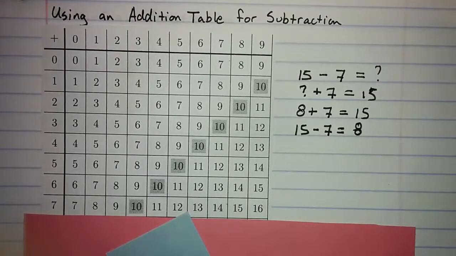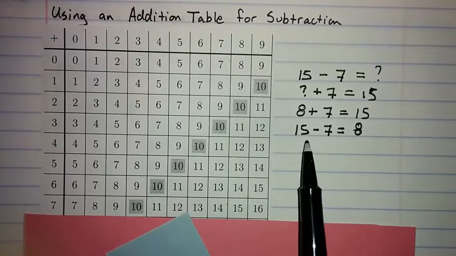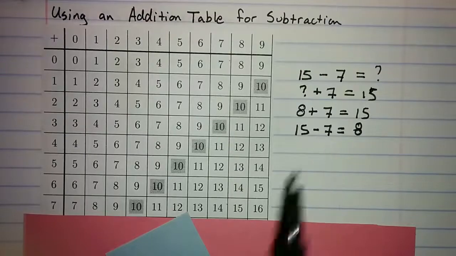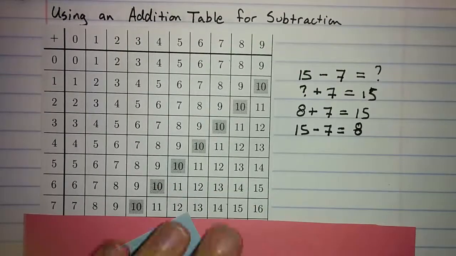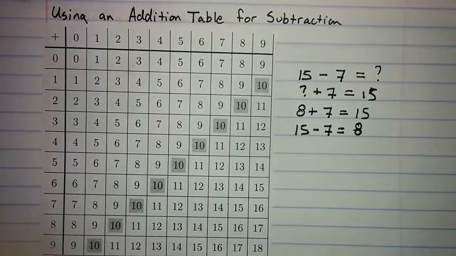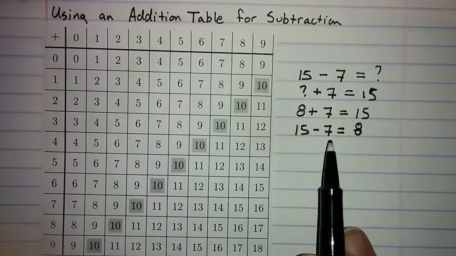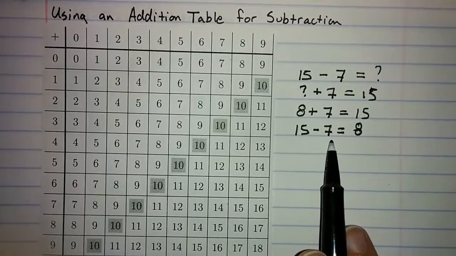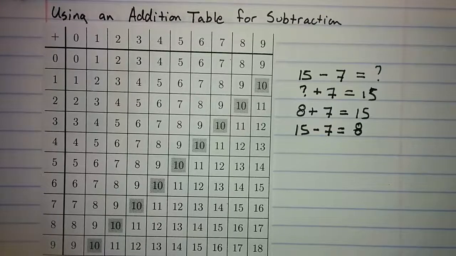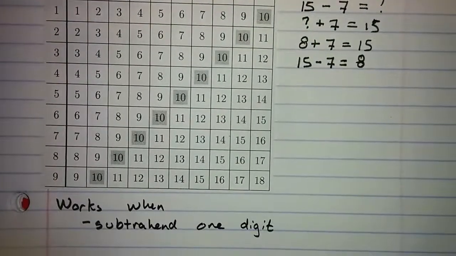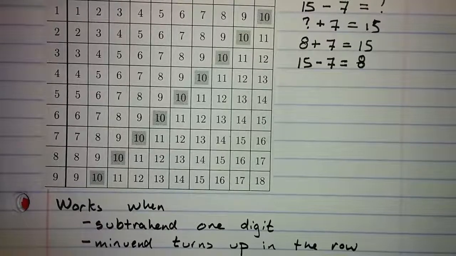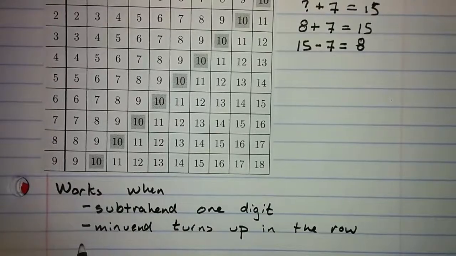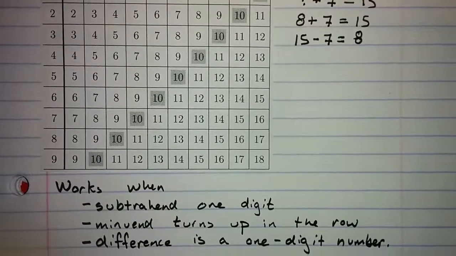Right, so when will this work? Now notice when we were adding, we could add a one-digit number plus a one-digit number. When we're subtracting, we can sometimes take a two-digit number minus a one-digit number. Well, we can do this when the subtrahend, the number we're taking away, is a one-digit number. And what about the minuend? Well, the short version is, it works when the minuend shows up in the row. When will that happen? That will happen when the difference is a one-digit number as well.